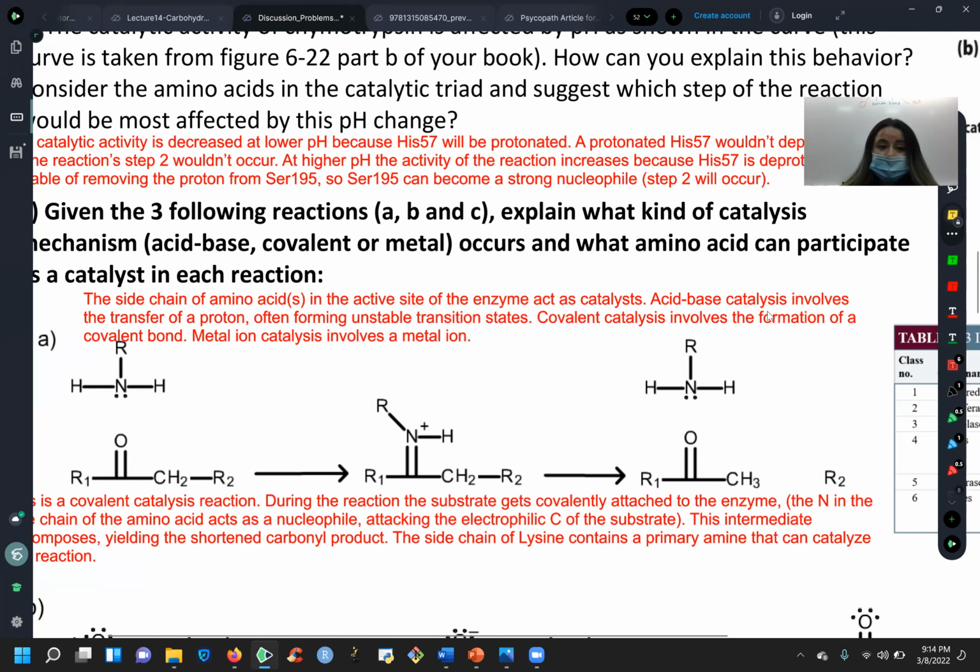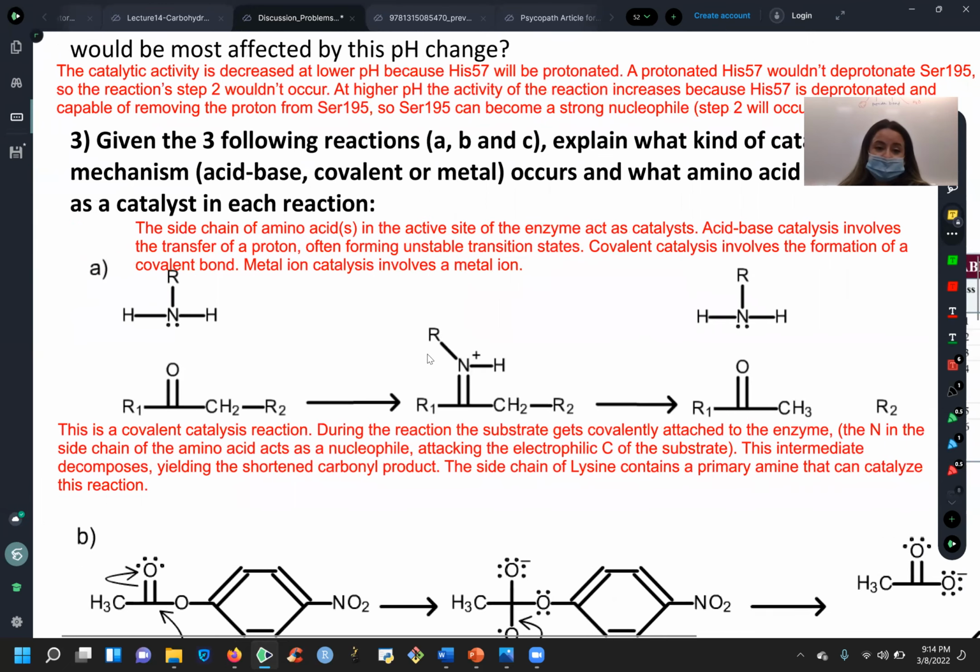Acid-base catalysis involves the transfer of a proton, often forming unstable transition states. Covalent catalysis involves the formation of a covalent bond. Metal ion catalysis involves a metal ion. Oh, sorry, I was giving you the definitions of the 3 types, my bad. Okay, so the answer is right here.